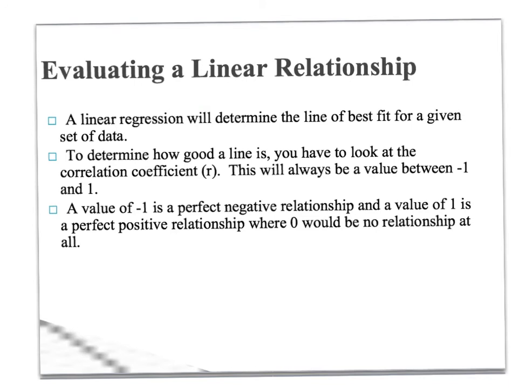So when we draw those lines of best fit that go through the middle, this is called a linear regression. And a regression line is a line of best fit. Some of you may have known that from previous courses. It is a line that goes through the middle of all the points. And we're actually going to learn how to calculate that exactly. To determine how good a line is, you always have to look at the correlation coefficient R. Reminder, this will always be a value between negative 1 and 1. Negative 1 being a perfect negative relationship, positive 1 being a perfect positive relationship, and 0 being absolutely no relationship at all. A very weak one.